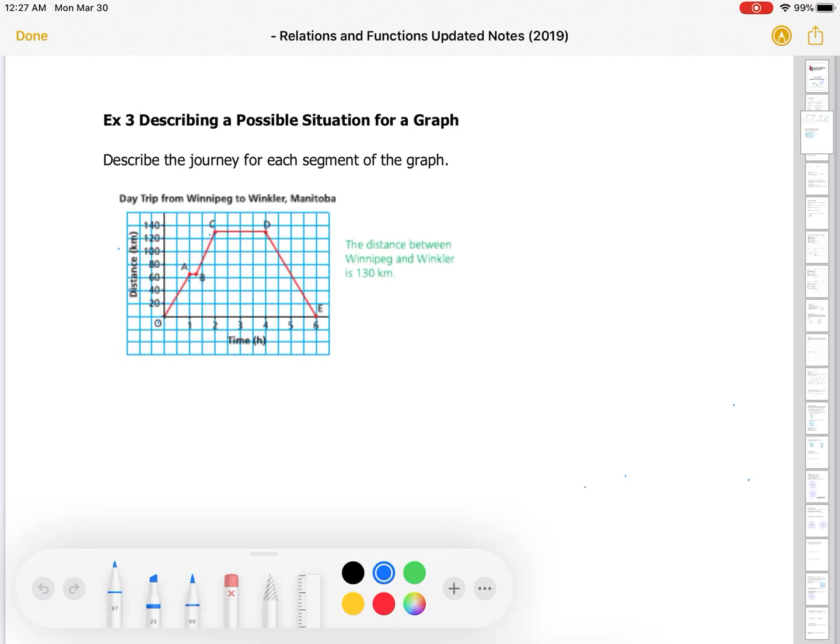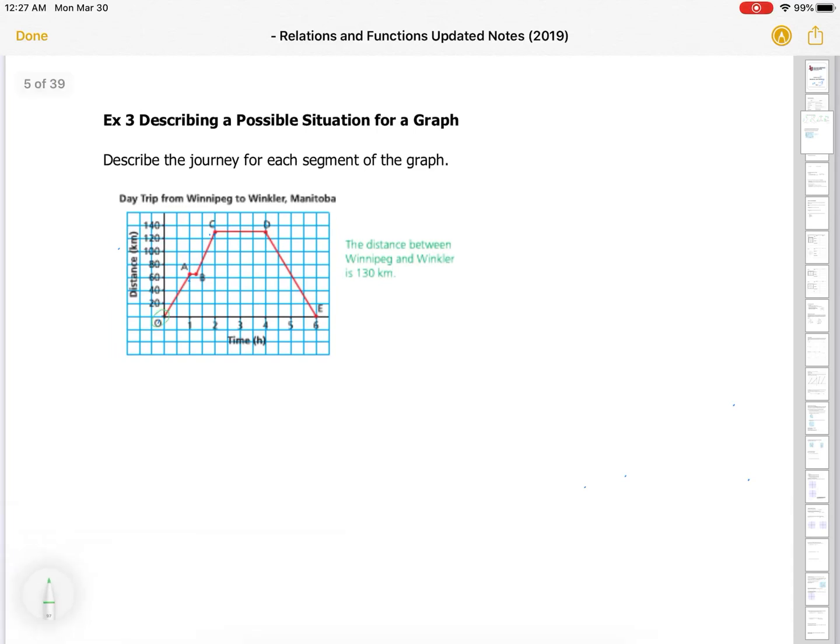Now, as you can see on the graph, we have O to A to B to C to D and E. So we're going to think about exactly what takes place in each of those sections. In the first section, OA, from O to A, we drove 1 hour and we covered 65 kilometers. So this is the first leg of our journey.